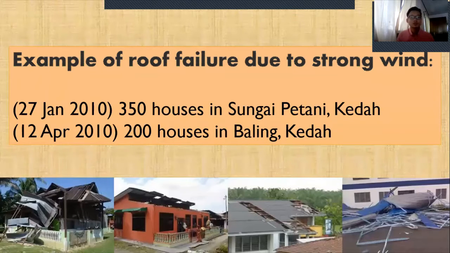An example of roof failure due to strong wind happened on 27 January 2010. 350 houses in Sungai Petani, Kedah were demolished. As we can see in the pictures, there is roof damage, roof collapse, uplifted roof, and failure in the truss structure. It also happened on 12 April 2010, when 200 houses in Baling, Kedah had damage to the roof structure.